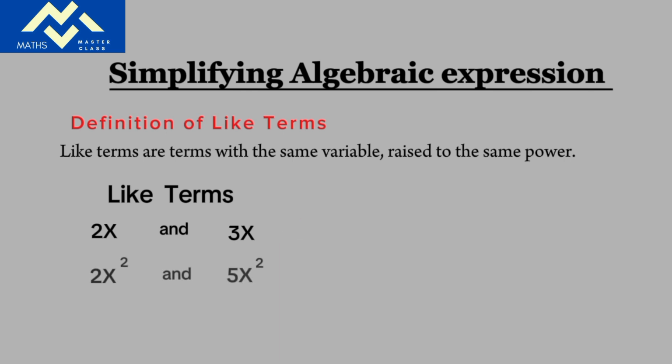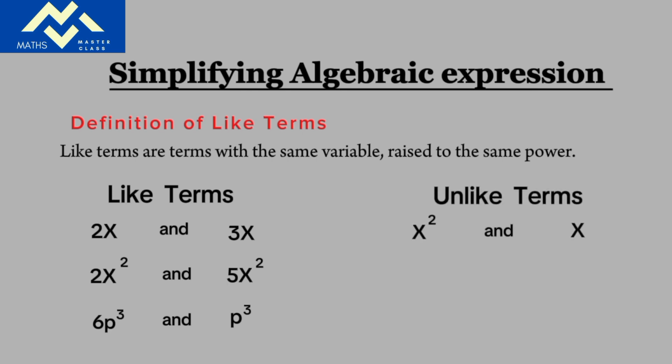Another example, 2x squared and 5x squared, both have the same variable x and the same power of 2, so they're also like terms. Or, 6p cubed and just p cubed, again, same variable p and the same power of 3, like terms. But what if the powers or variables are different, then we call them unlike terms.